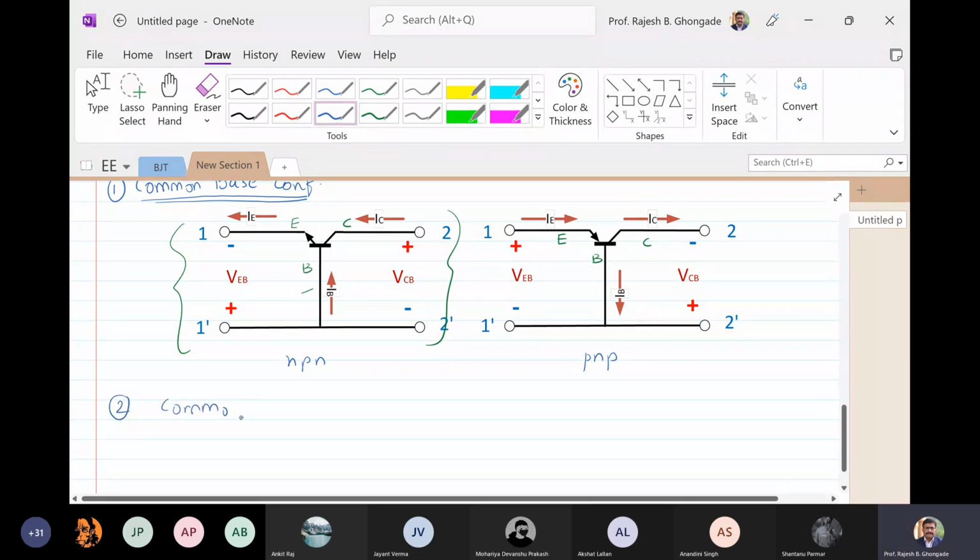सर बेस को ही क्यों कॉमन रखा? अरे एक पॉसिबिलिटी है ना, दूसरा भी 3 पॉसिबिलिटीज है ना. You can keep base common, you can keep emitter common and you can keep collector common, है ना. ओके सर. तो ये पहला पॉसिबिलिटी हम डिस्कस कर रहे हैं, दिखा रहा हूं मैं पहला पॉसिबिलिटी. ये दूसरा पॉसिबिलिटी है. कौन सा है? कॉमन एमिटर.